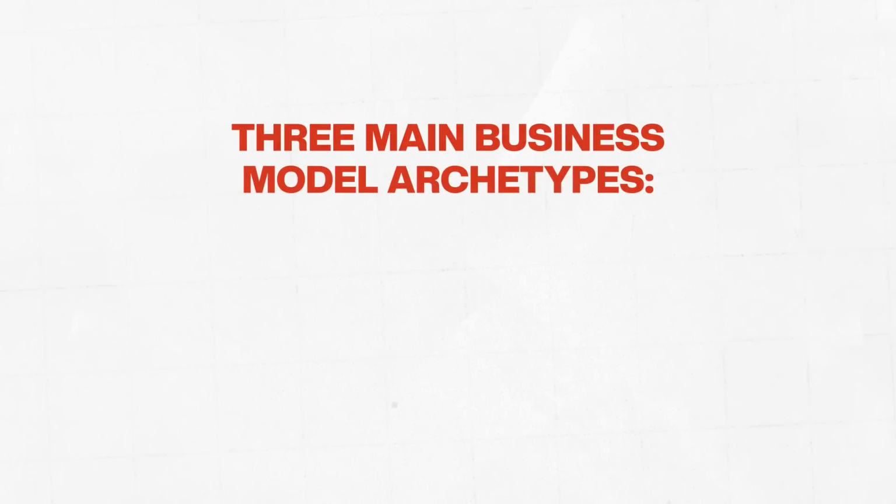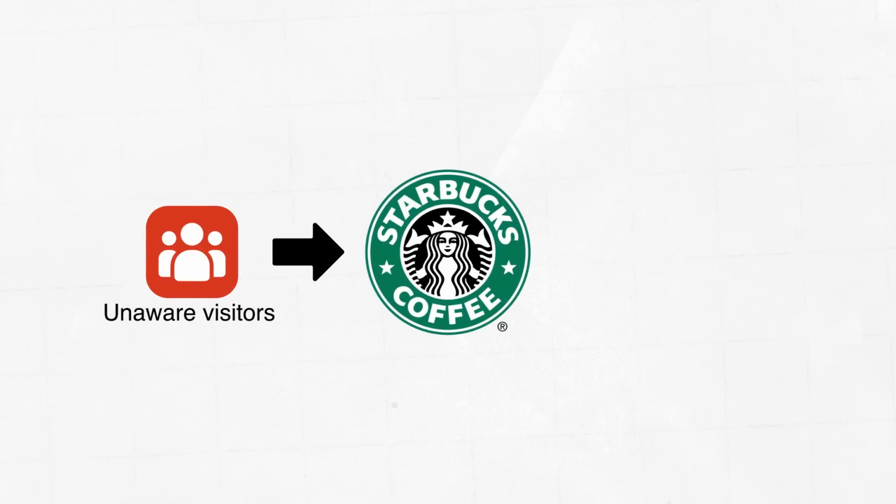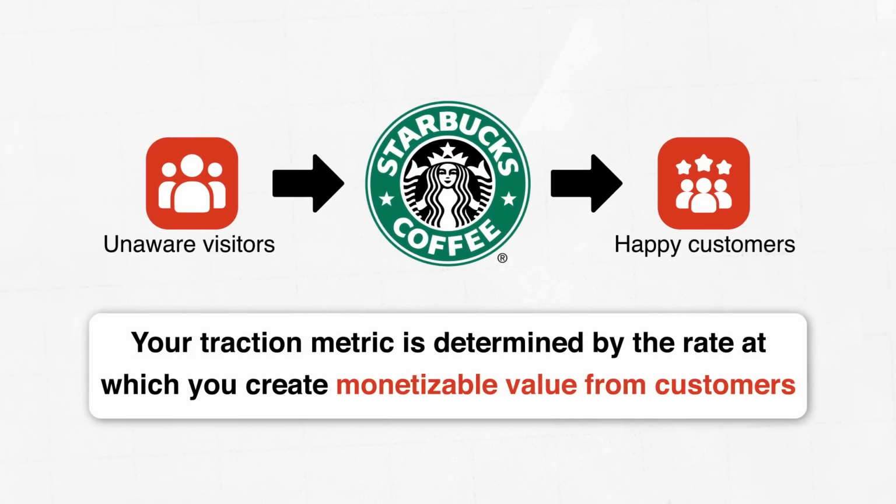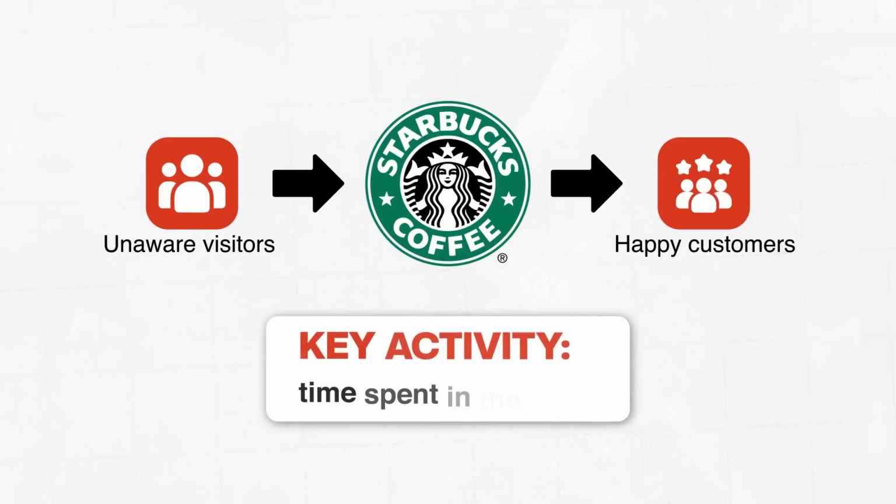You might be wondering how to map this to other types of business models, so let me quickly cover the three main types of business model archetypes that there are: direct, multi-sided, and marketplaces. Now, Starbucks is an example of a direct business model with one actor, the user who becomes a customer. In this type of model, your traction metric is determined by the rate at which you create monetizable value from this customer. And your leading indicator here is tied to the key activity that drives this. For Starbucks, that key activity was time spent in store.